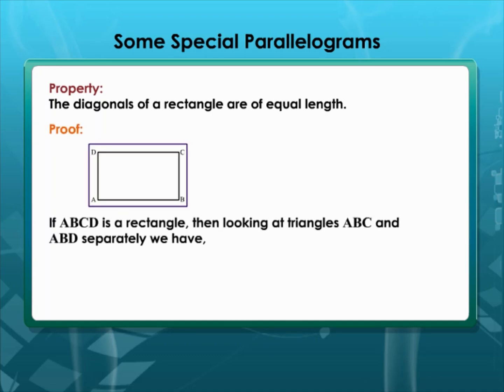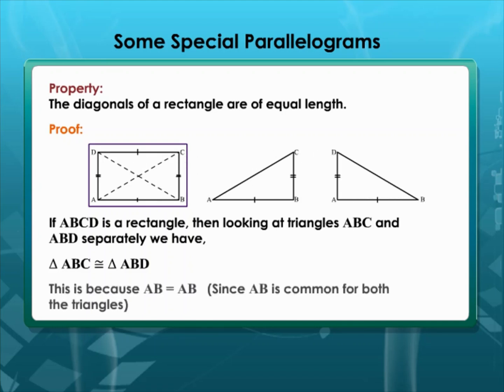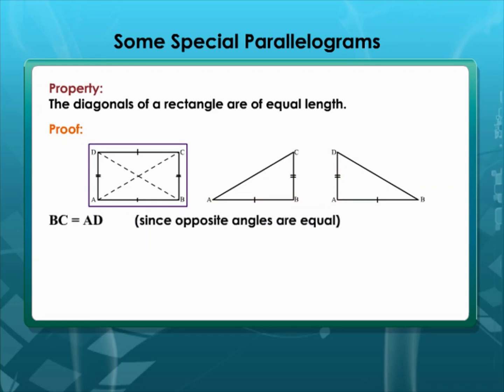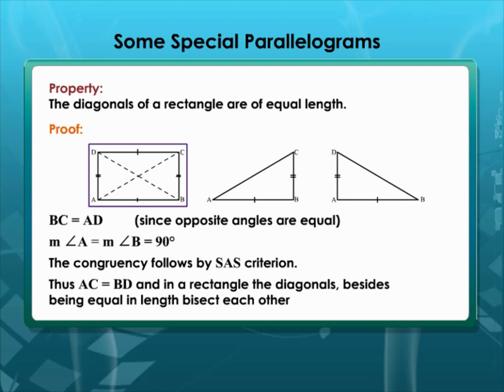If ABCD is a rectangle, then looking at triangles DAB and BCD separately, we have triangle DAB is congruent to triangle BCD. This is because AB is equal to AB, since AB is common to both the triangles. BC is equal to AD, since opposite sides are equal. The measure of angle A is equal to the measure of angle B, which is equal to 90 degrees. The congruency follows the SAS criterion. Thus, AC is equal to BD, and in a rectangle, the diagonals, besides being equal in length, bisect each other.